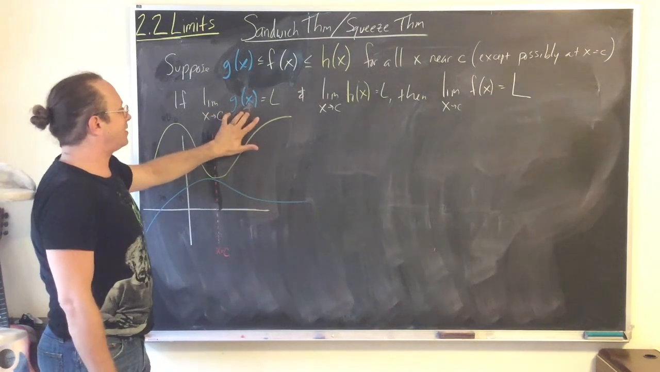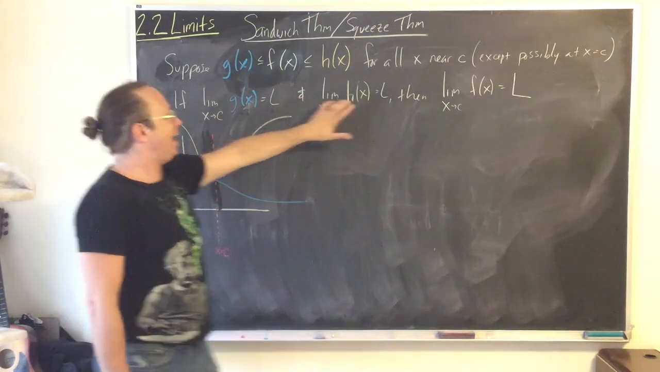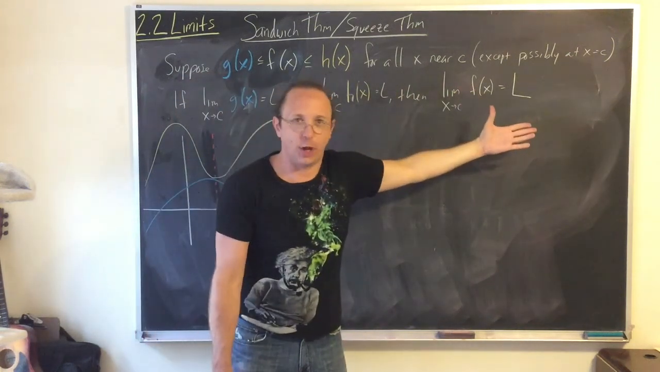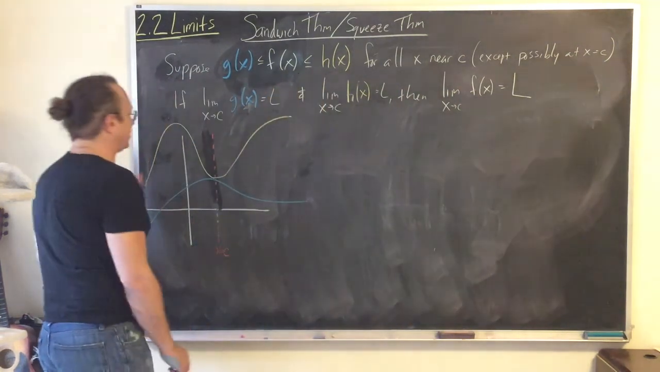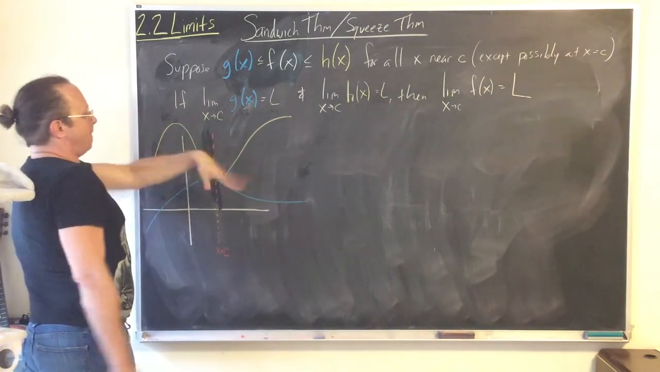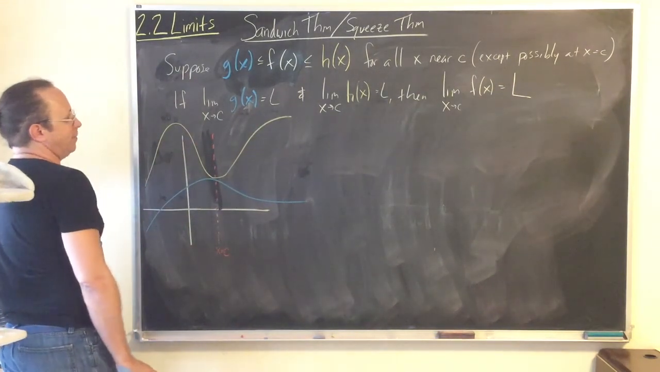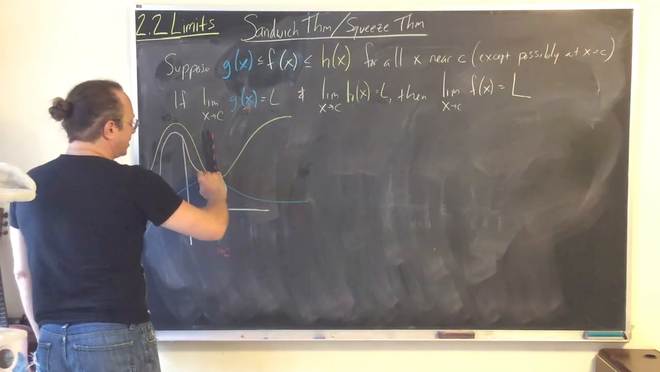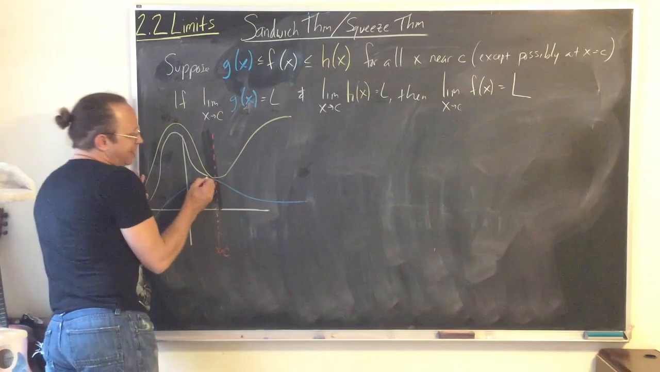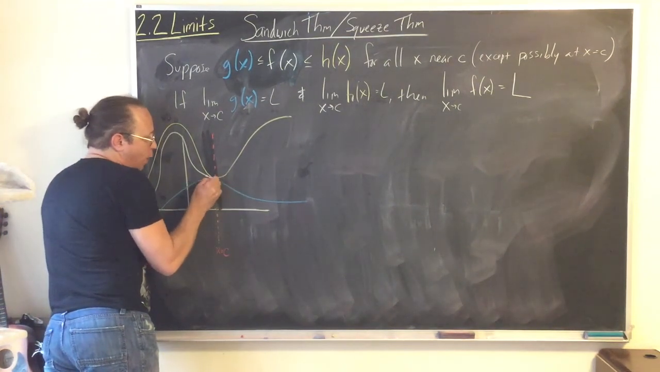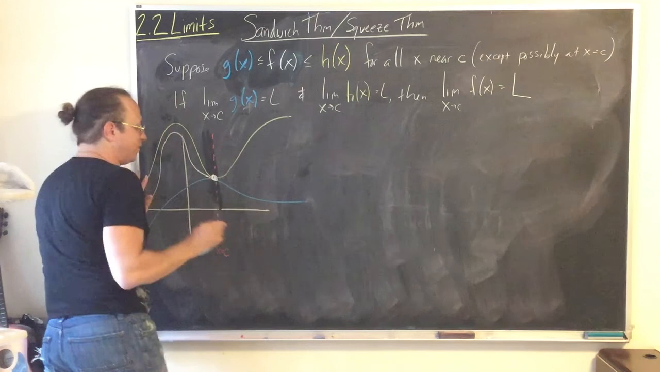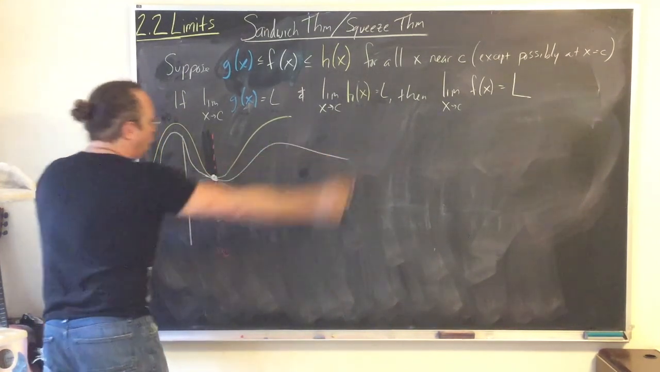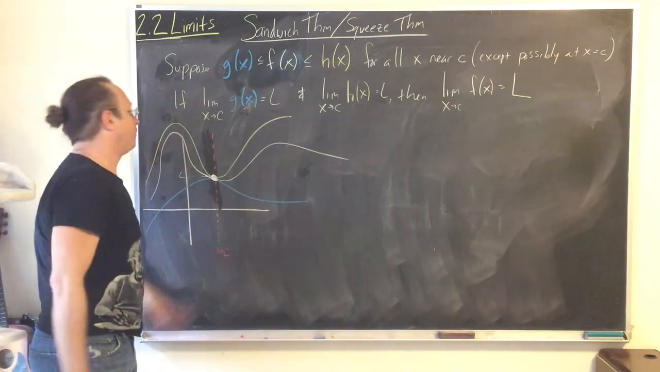If g of x's limit is L and h of x's limit is L, well then, guess where f of x has to go? So imagine, for example, I've got my h curve drawn in yellow, my g curve drawn in blue, and I can do whatever I want with my f of x, but when I get close to c, notice that if yellow and blue are both going to this value right here, the value L, well, where else can f possibly go? It's stuck between these two.